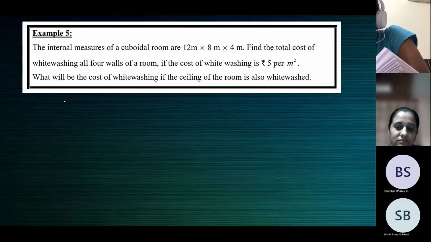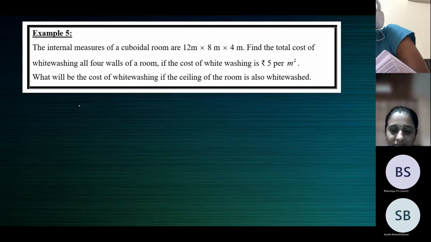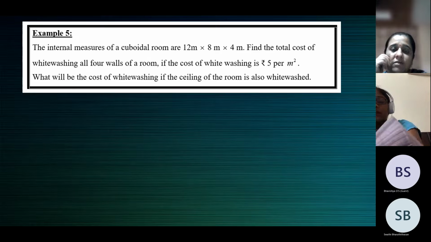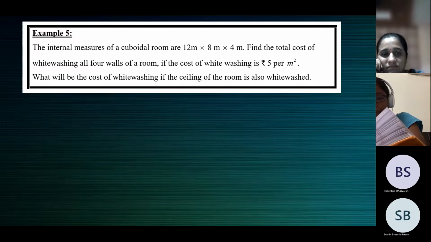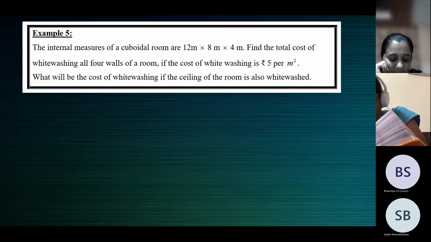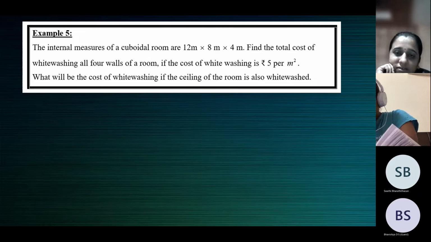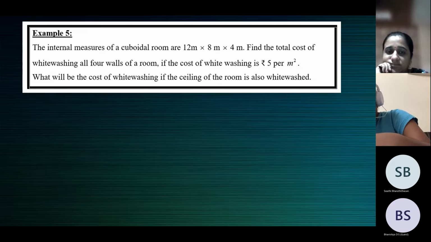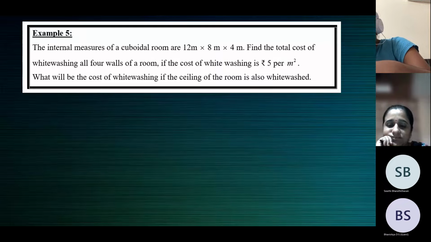Pi r square h. No, that is volume. That will be the amount of liquid the cylinder will hold. Pi r square h is volume. Pi r square plus pi r h.